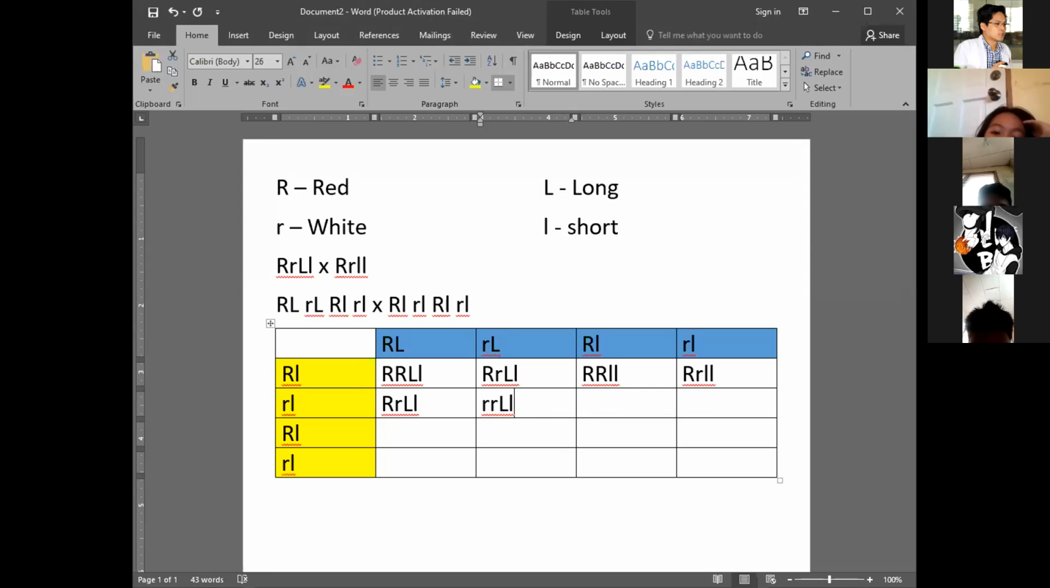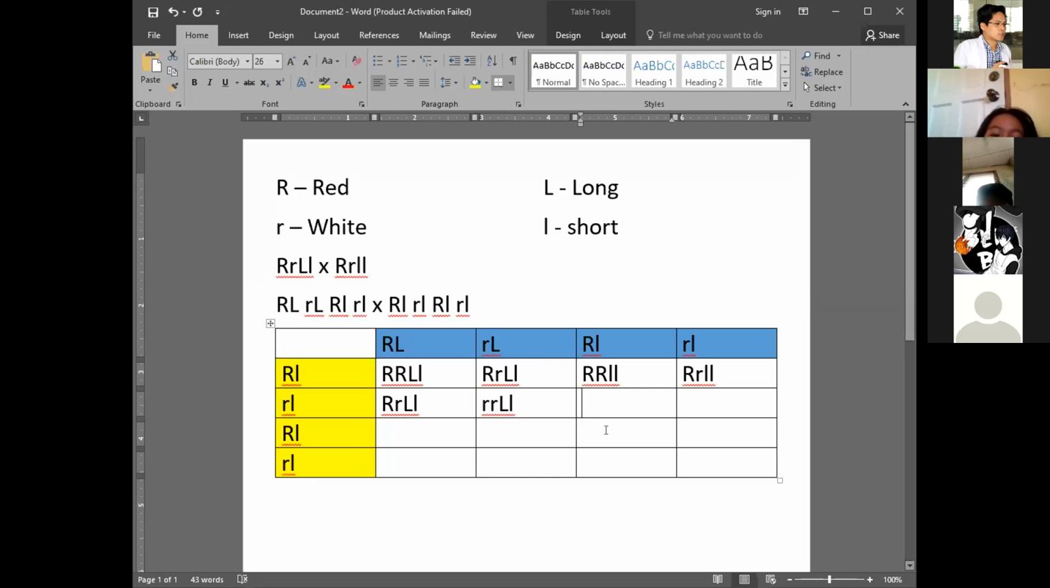So we have a white-eyed Drosophila with a homozygous long thoracic cavity. How about in the next cell?